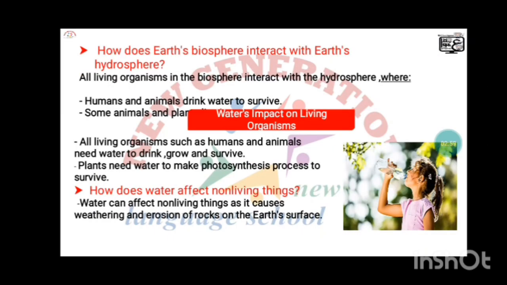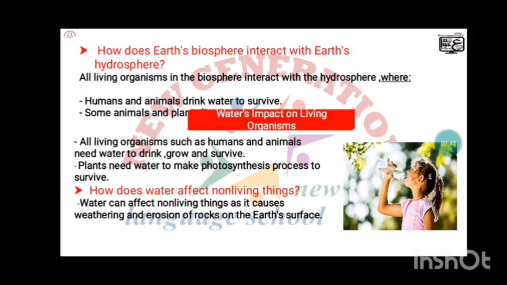How does Earth's biosphere interact with Earth's hydrosphere? All living organisms in the biosphere interact with the hydrosphere. How? Humans and animals drink water to survive. Some animals and plants depend on water to live. All living organisms such as humans and animals need water to drink, grow, and survive. Plants need water to make the photosynthesis process, as we learned.